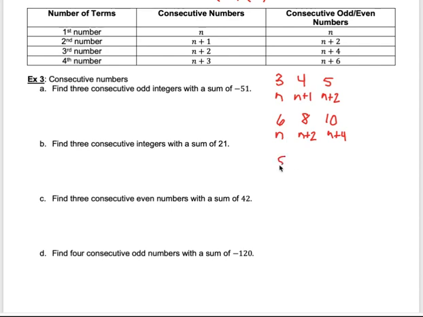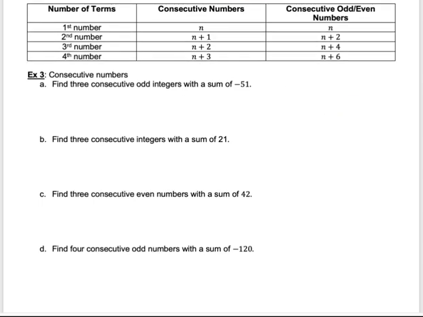It works the same with odd numbers. If I have 5, 7, and 9, these are consecutive odd numbers. If we let our first number 5 represent n, 7 is 2 away from 5, so I add 2, and 9 is 4 away from 5, so I add 4. Now we can find consecutive numbers given a few details about what their sum is.